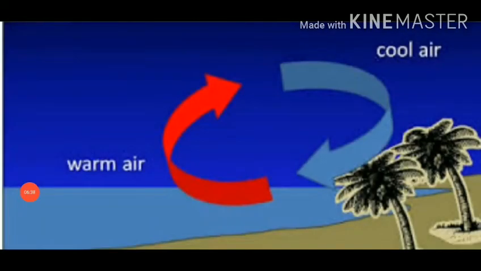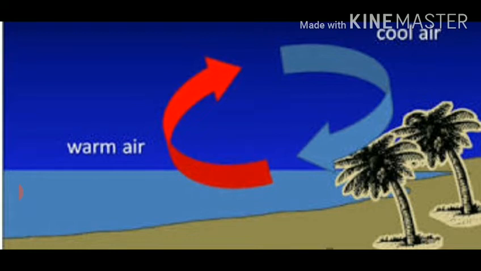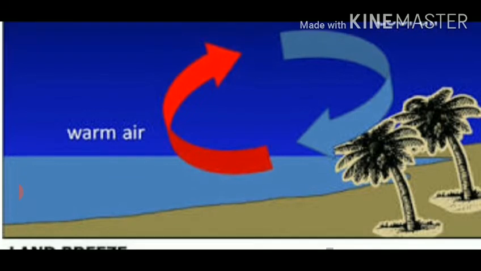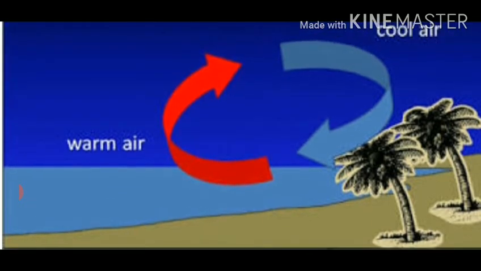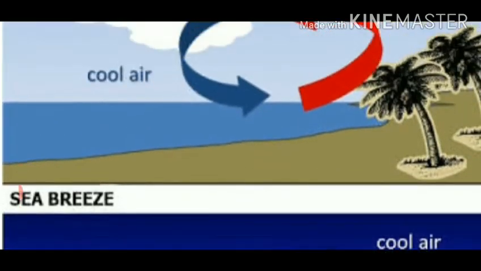While during the night, the land gets cooler faster than the water in the sea. The air above the sea water is warmer and rises up, and the cooler air above the land moves towards the sea. This is called land breeze, and these breezes occur due to convection currents.